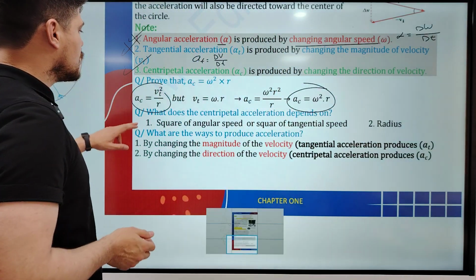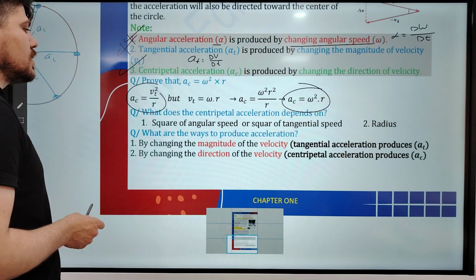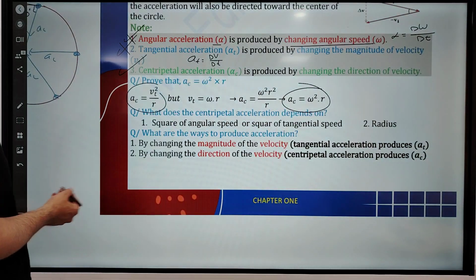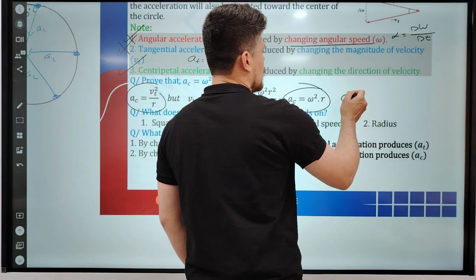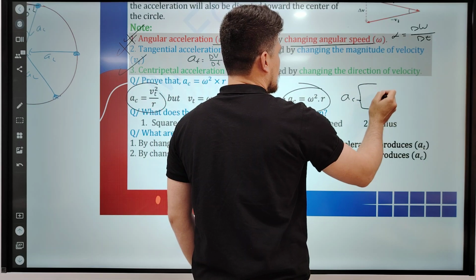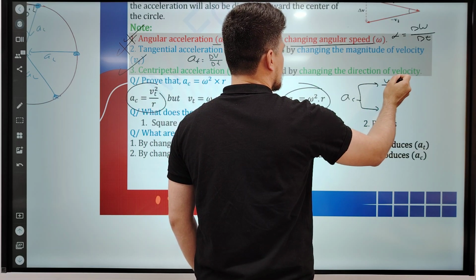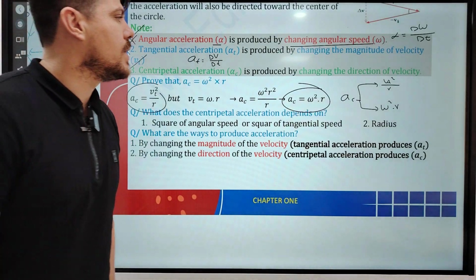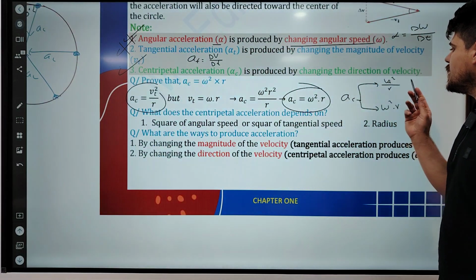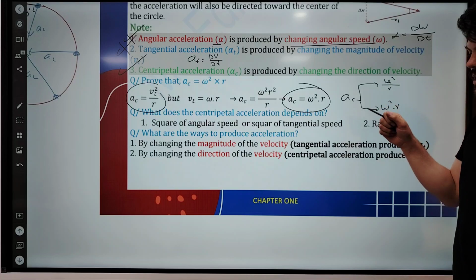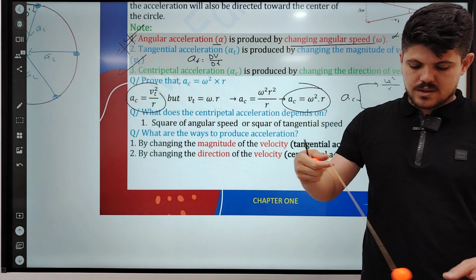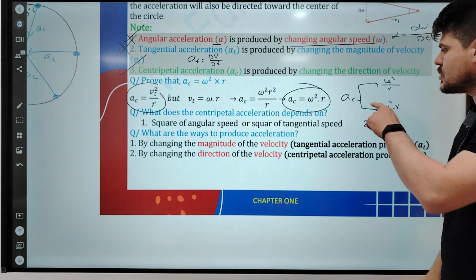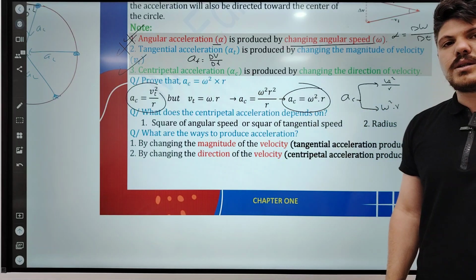Okay? So what does the centripetal acceleration depend on? It depends on the square of the angular speed or the square of the tangential speed, and the radius. Because according to both equations, it is equal to Vt squared over R, or omega squared R. For an object that is moving in a circular path, such as this ball, what is the relation between centripetal acceleration and the tangential speed?